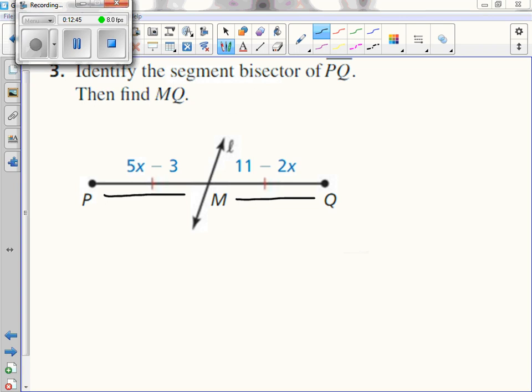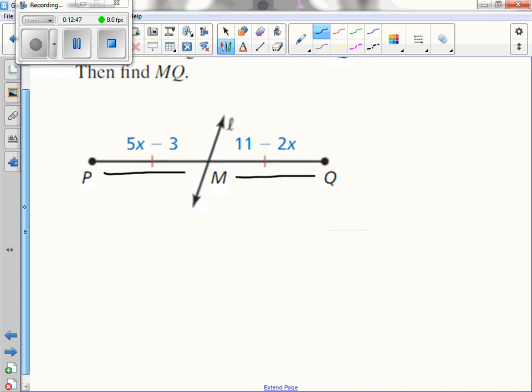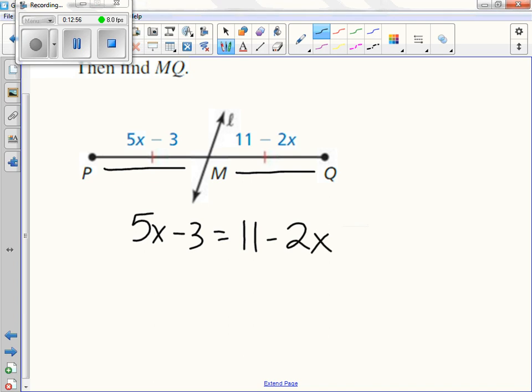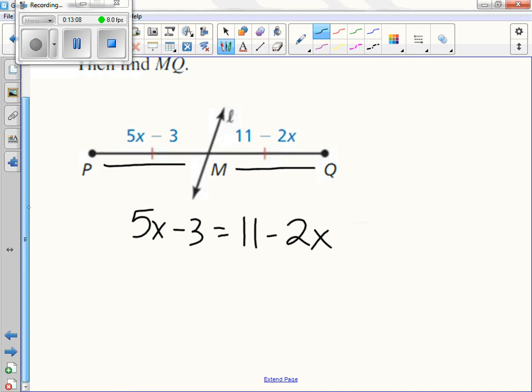Now what we're going to do first is find the value of x by setting 5x minus 3 equal to 11 minus 2x. The reason we set them equal to each other is because they are bisected by line L. They're cut in half. They are congruent to each other. So we can set them equal to each other to find the value of x. And once we find the value of x, we can plug it back in.